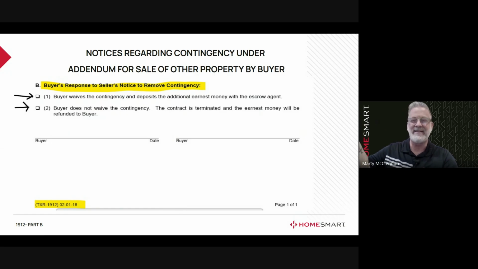They say yes, they waive their contingency, and they're buying the property regardless of whether they receive the funds or not, and they deposit the additional earnest money. Okay, clear as mud. All right.